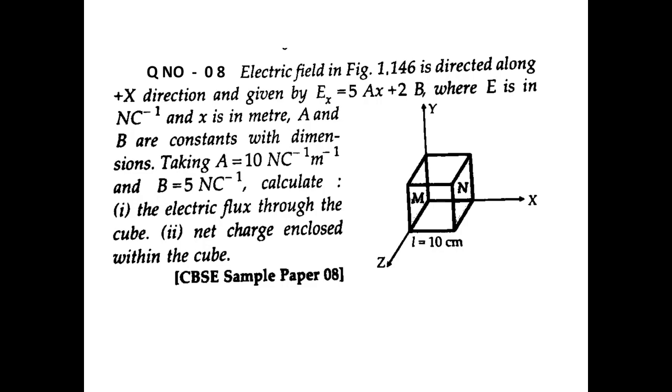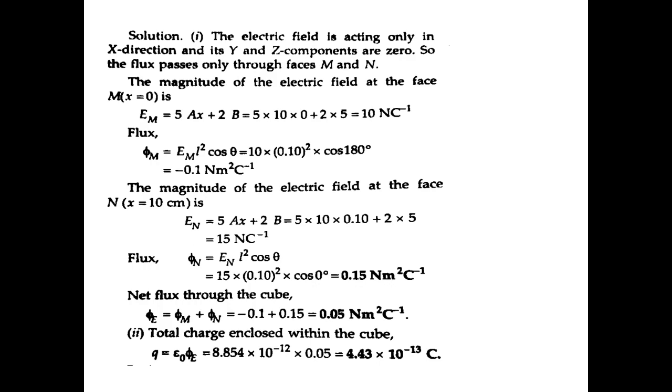Taking A equal to 10 Newton per Coulomb per meter, B equal to 5 Newton per Coulomb, calculate the electric flux through the cube, and the net charge enclosed within the cube. So here you can see the figure. There are two faces M and N. Okay, now let us try to solve it. In part 1, the electric field is acting only in the x direction and its y and z components are 0. So the flux passes only through faces M and N.